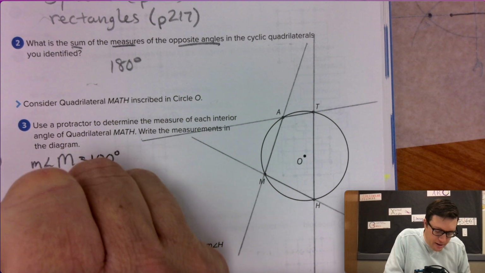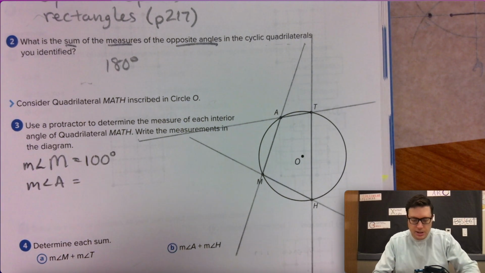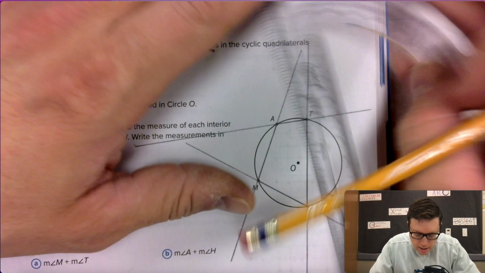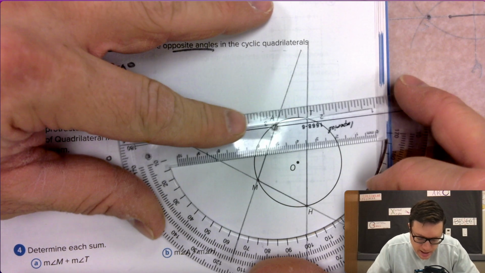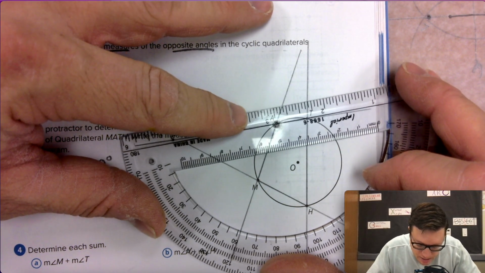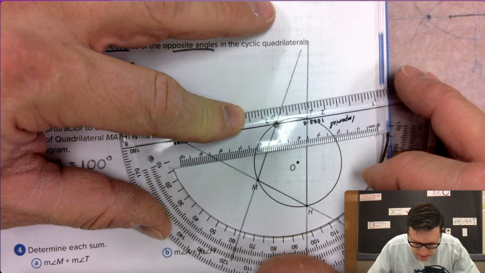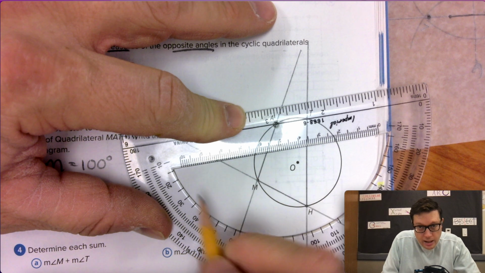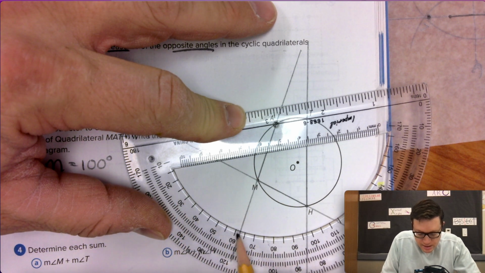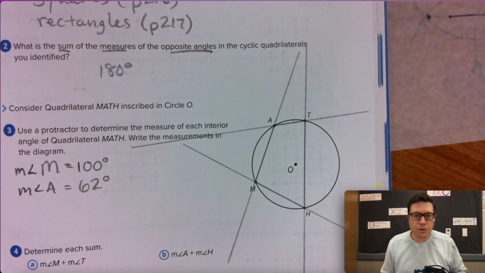Let's go to the measure of angle A. Okay, center the protractor on A. I'm going to turn it this way so that I can actually line it up specifically. And then measuring it, kind of checking my line out here, 10, 20, 30, 40, 50, 60, 61, 62. The measure of angle A is 62 degrees.